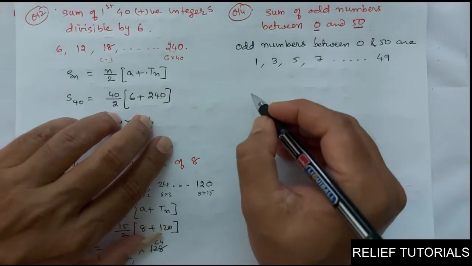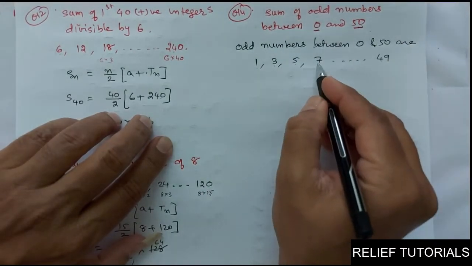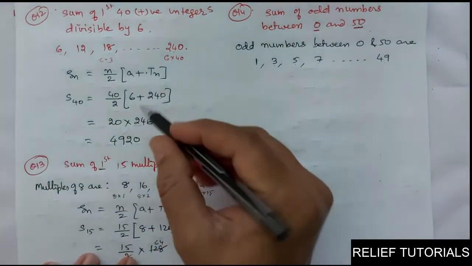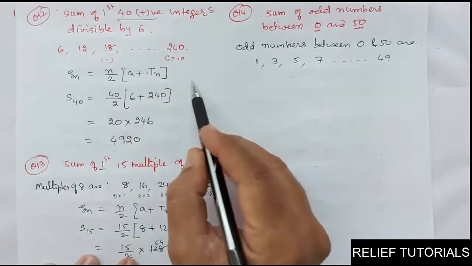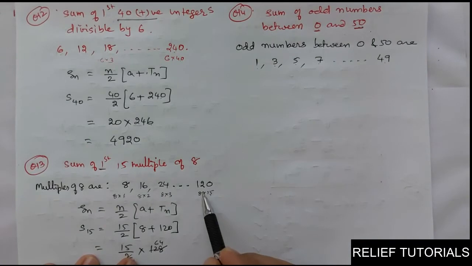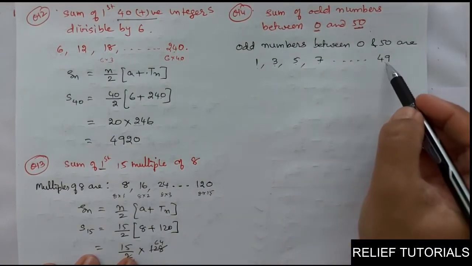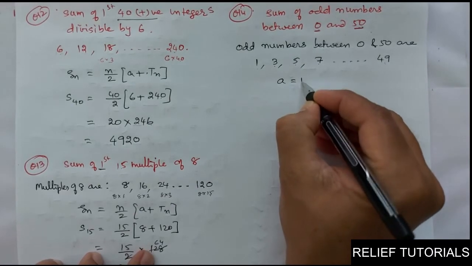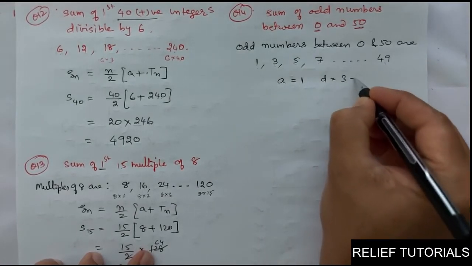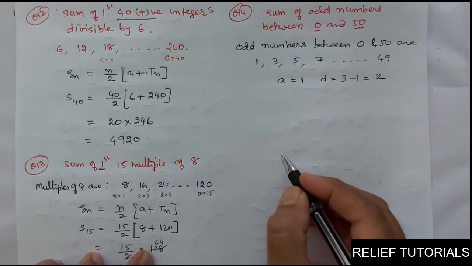Now you have to find the sum. First term, second term, third term, fourth term, we don't know which term it is. In the earlier cases, we knew this was the 40th term, this was the 15th term. But here we don't know which term it is. So we use formula number 2. So here a is equal to 1, difference is equal to 3 minus 1, that is equal to 2.